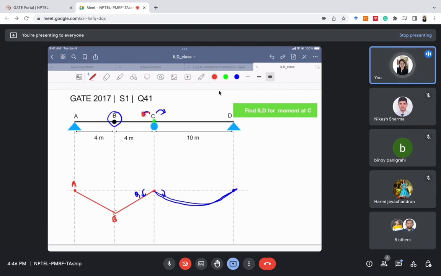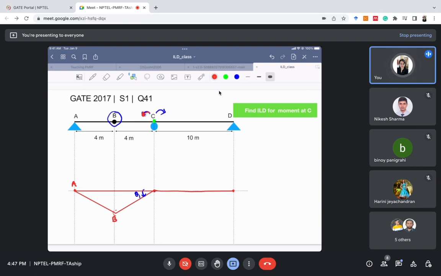For part CD, the ILD is coming out to be a curved line. Since this beam ABCD is a determinate beam, ILD cannot be a curved line for any part. If ILD comes out to be a curved line, it means that ILD does not exist for that particular part. So for CD, it means ILD does not exist for this part. What does it mean actually? It means it will be a straight line here, there will not be any deflected shape here. So let us join all the points, and this will be the final ILD for bending moment at C.